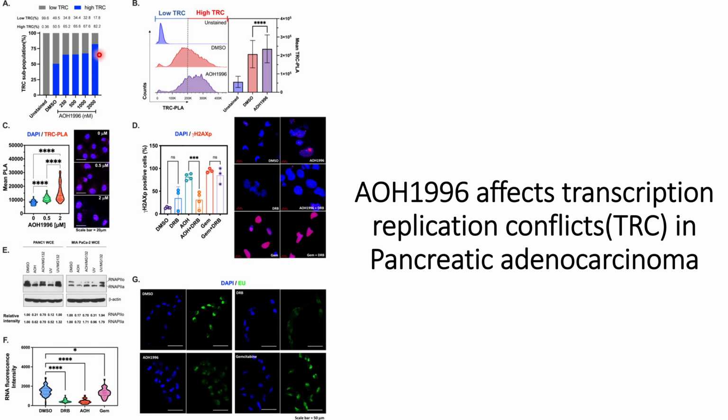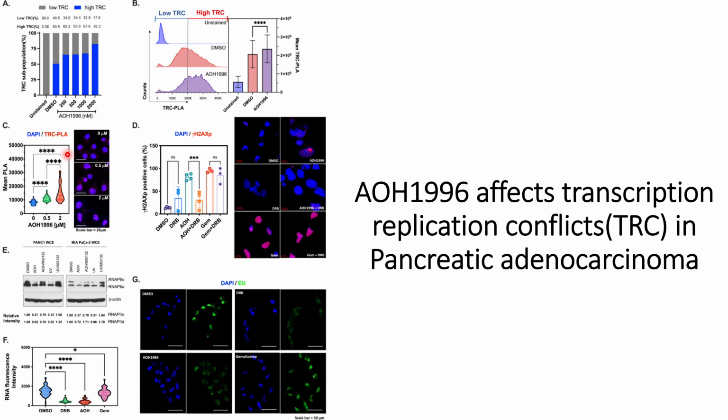And they validated the same thing using the flow cytometer, where we can see that when it's unstained, the signal is on the negative side, but when it is stained without AOH, around 50% of the population shows TRC, and when we treat it with AOH, the signal shifts to the right hand side, indicating high TRC conditions. These things are quantified on the right hand side of panel B, where we can see that between the control, that is DMSO, and AOH1996, the increase is statistically significant.